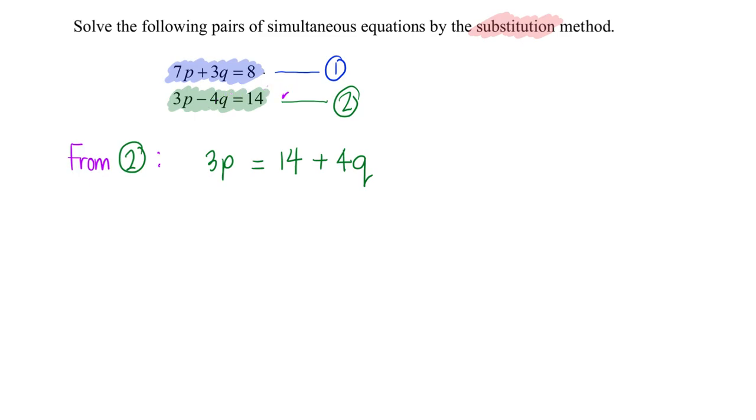Alright, but we are not done yet. Because this 3p, we still have to divide by 3 on both sides, so that the whole expression here, the whole thing divided by 3, will be my equation 3.